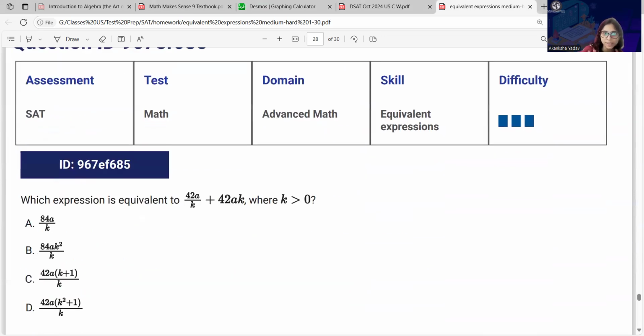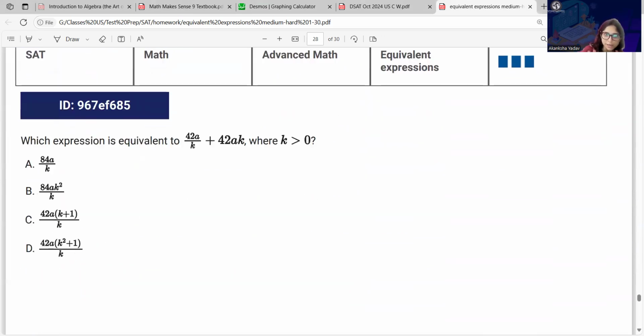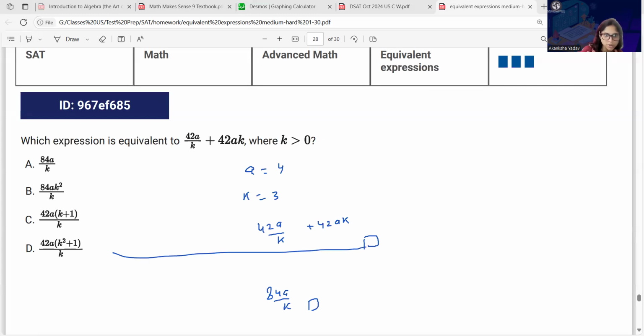Example over here, you have A and K. So give any value for A. You can solve it manually also because it is also an easy question. But if you do not know, then you can give any value of A. You can take any value of K. Just write 42 A over K plus 42 AK. It will give you a value. Now type all the options and just see whether they match. They match with this one. So this is your answer.